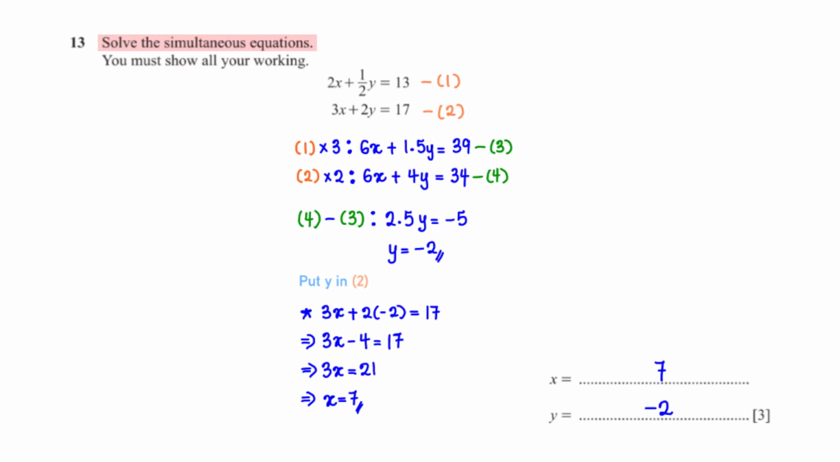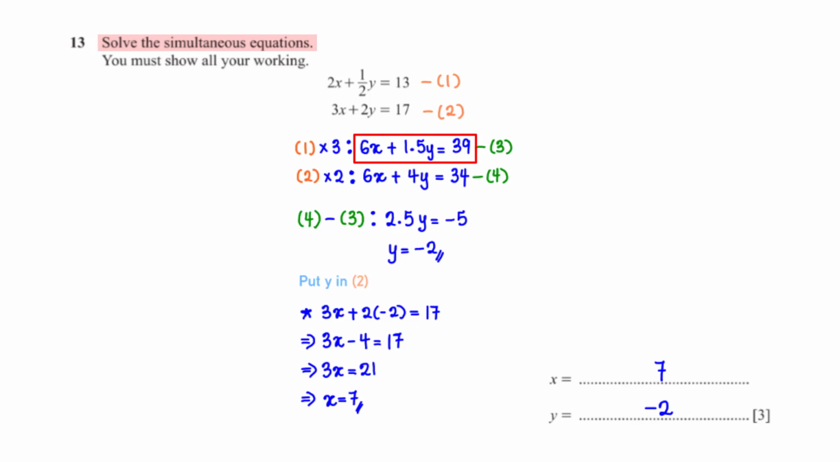Solve the simultaneous equations. You must show all your working. First, let's label the given equations. We'll be using the elimination method. We want to eliminate x, so we multiply equation 1 by 3. This gives us 6x plus 1.5y equals 39, which we've labeled as equation 3.